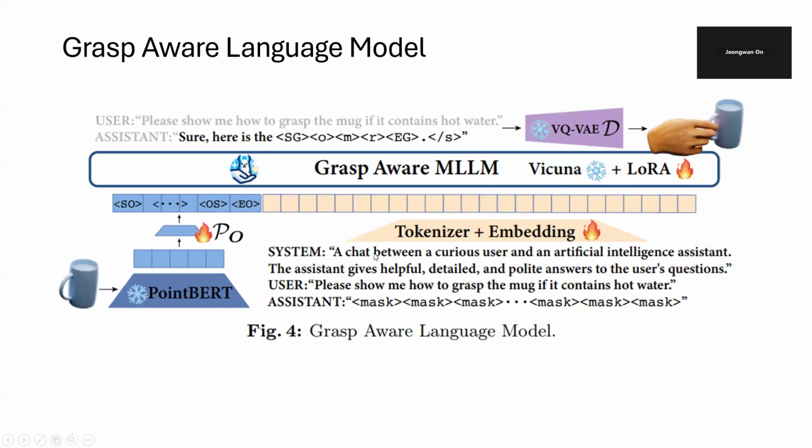And for the language part, it takes the user instruction. Then together they go through the LLM, and the LLM outputs the O, M, and R tokens. And that is used by the VQVAE to generate the hand pose, the hand grasp.